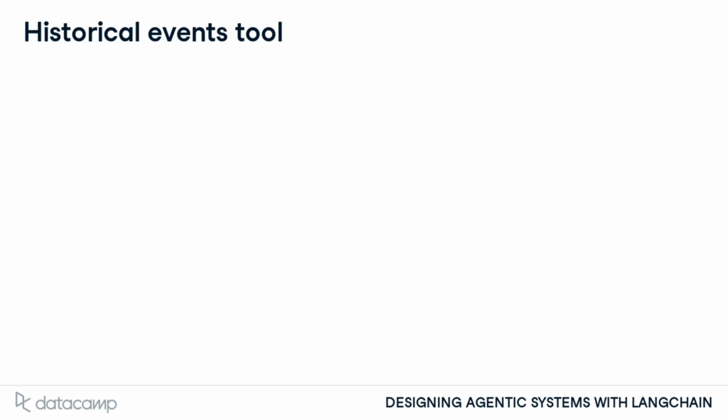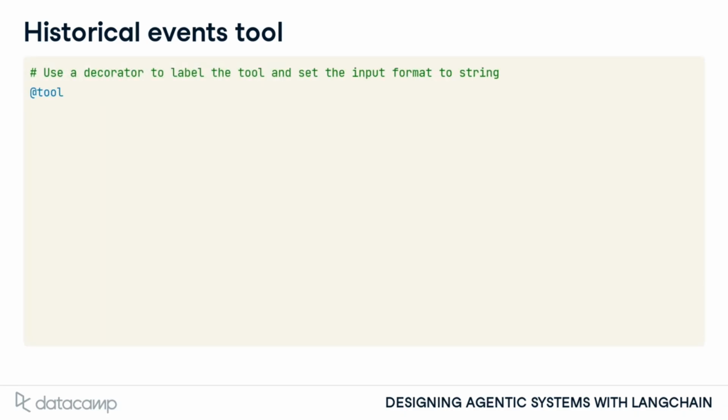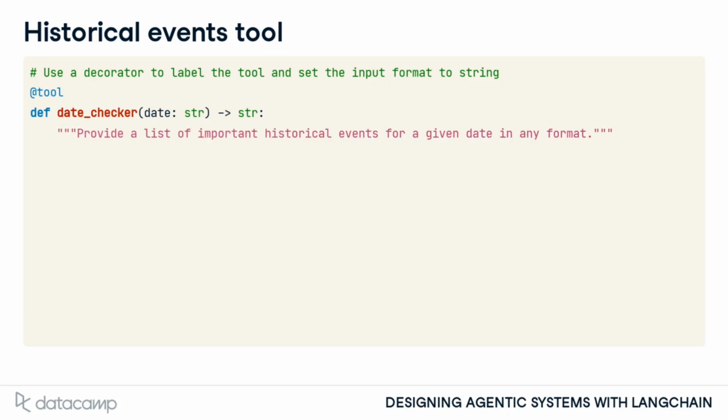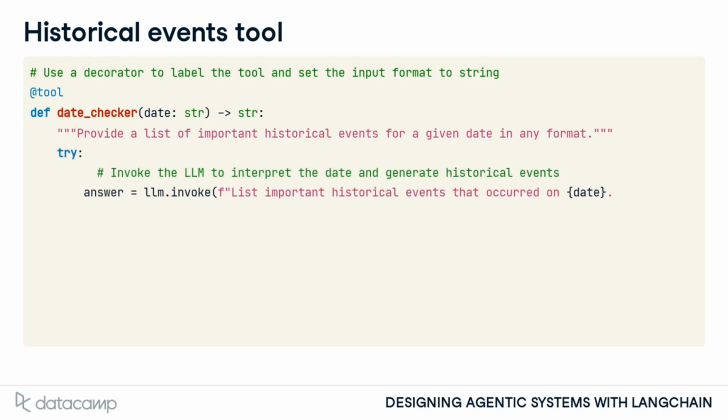We'll label our tool with the LangChain tool decorator, helping the LLM to identify custom tools. Next, we'll call this tool Date Checker, setting it to expect dates as strings. We'll then write a docstring that provides the LLM with a general instruction to return important historical events by date. Next, we'll set up a try-except block for different outputs.